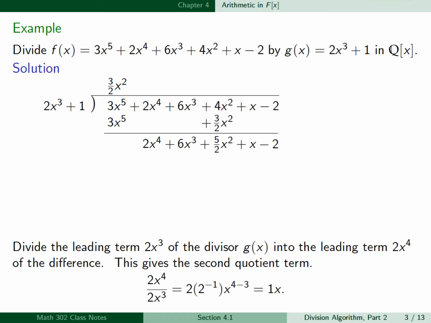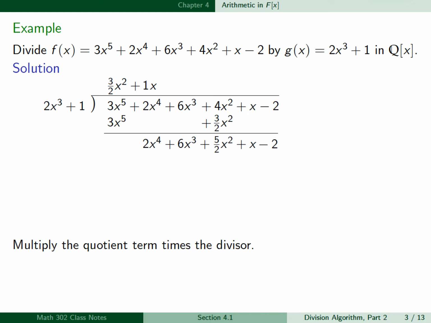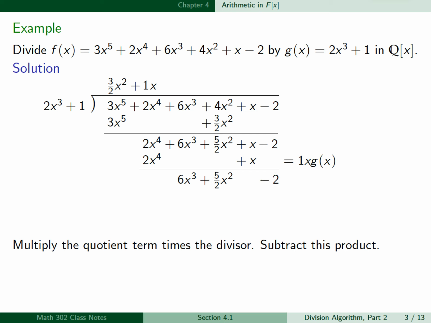And this gives our second quotient term, so we'll add it to our quotient, and then multiply the quotient term times the divisor. So we're going to multiply 1x times our divisor, 2x cubed plus 1, and this will give us 2x to the 4th plus x. Then we subtract this product, and we have 6x cubed plus 5/2 x squared minus 2.